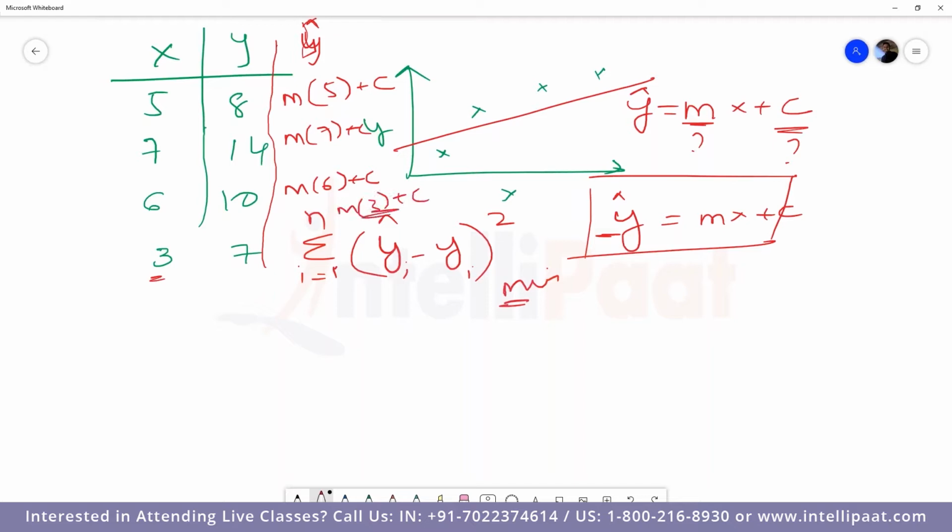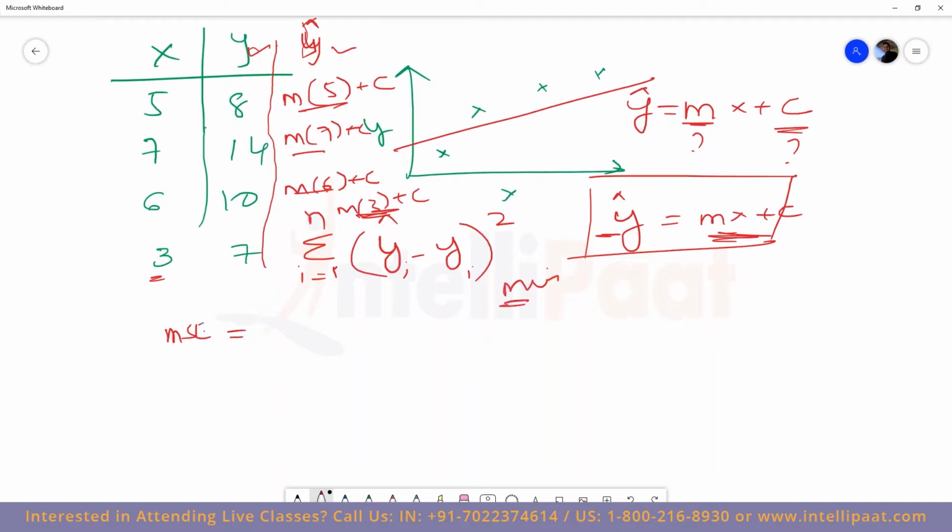All of us okay with this? Because I'm simply substituting mx plus c: m into 5 plus c, m into 7 plus c, m into 6 plus c, m into 3 plus c. So this is my actual value and this is my predicted value. I don't know what m and c are. We'll solve for m and c in a minute. So my mean squared error equation will simply look like this.